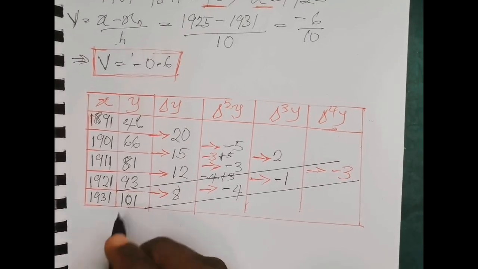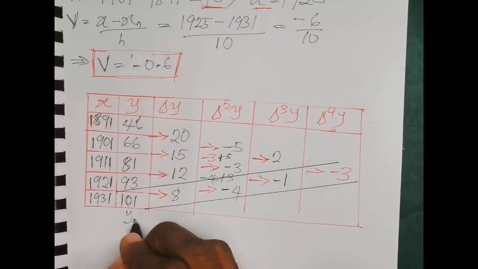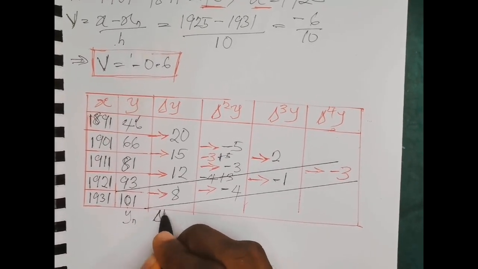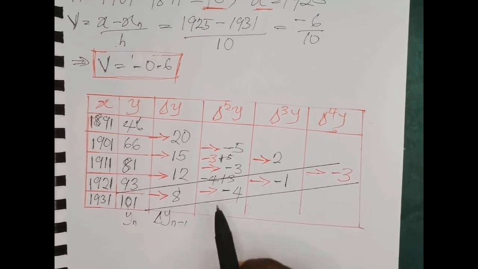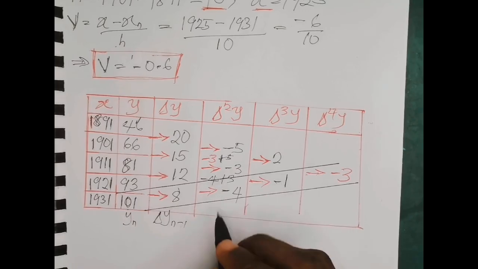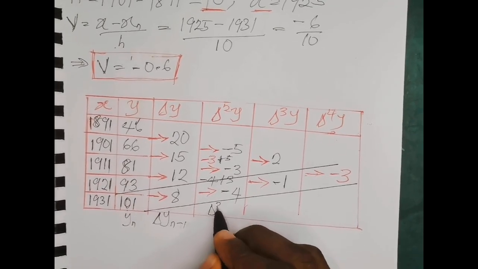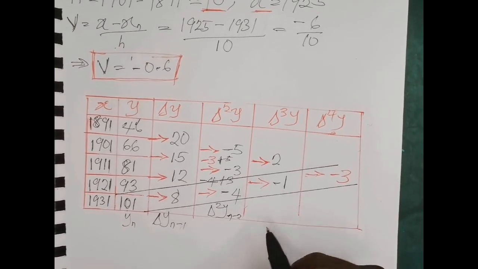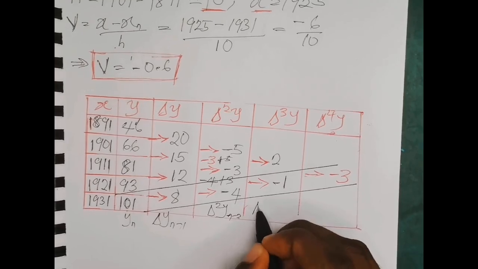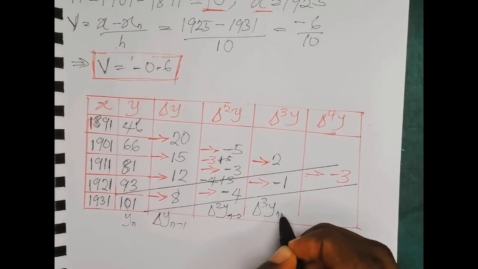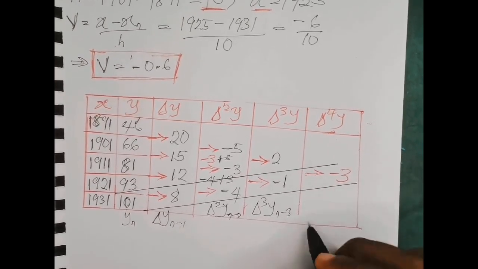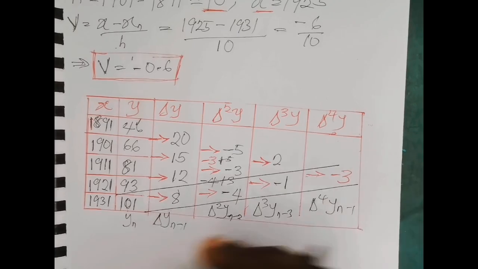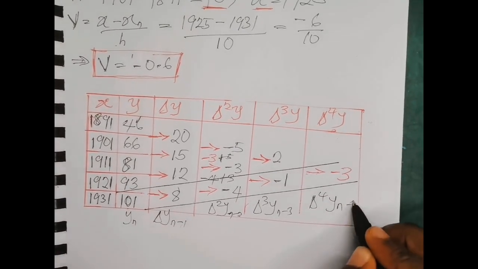Whereas the last value of y, we call this yn. The first difference is labeled as delta yn minus 1. The second difference here is labeled as delta squared yn minus 2. The third difference here is labeled as delta cube yn minus 3. And the fourth difference here is labeled as delta fourth yn minus 4.